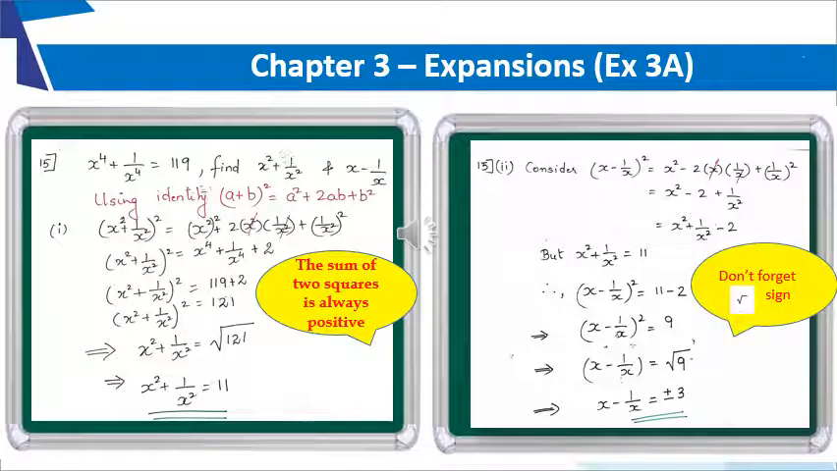Hence, taking the square roots on both the sides, we get x minus 1 upon x is equal to square root of 9, which means the final answer is x minus 1 upon x is equal to plus or minus 3.